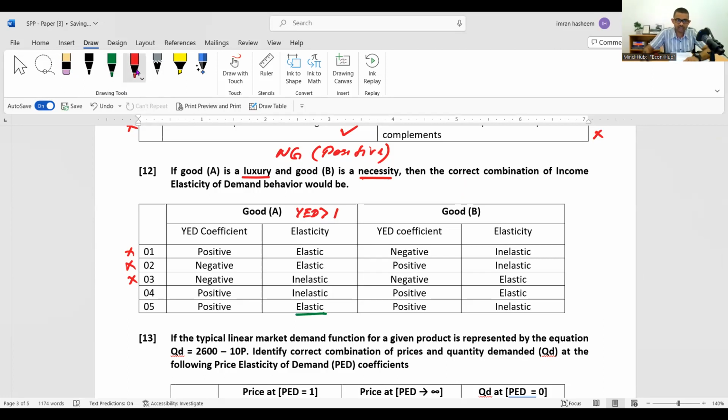If it's a necessity or essential good, then what do we see? For a necessity or essential good, YED is less than 1. Inelastic. There we go. Correct answer number 5.